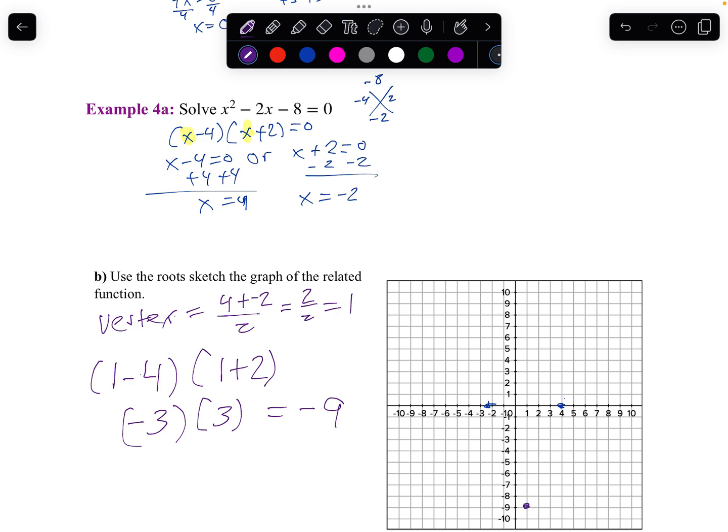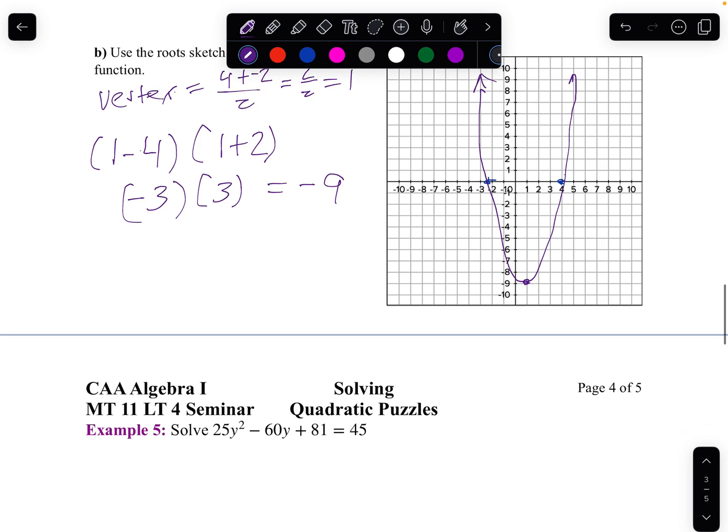Now I've got 3 points. I can draw my parabola. Didn't quite hit my points there. There we go, a little bit closer. Smooth curve, make it a parabola, make it U-shaped. And that's what you do on that question.